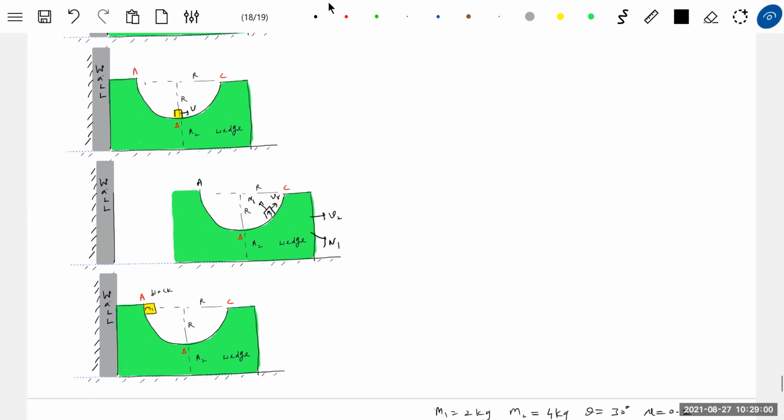Now why will the wedge move? Because now the normal contact N1 will act, N1 sin theta. It will make it start moving. Now what will happen to the block? Where will it come to rest? It will come to instantaneous rest.